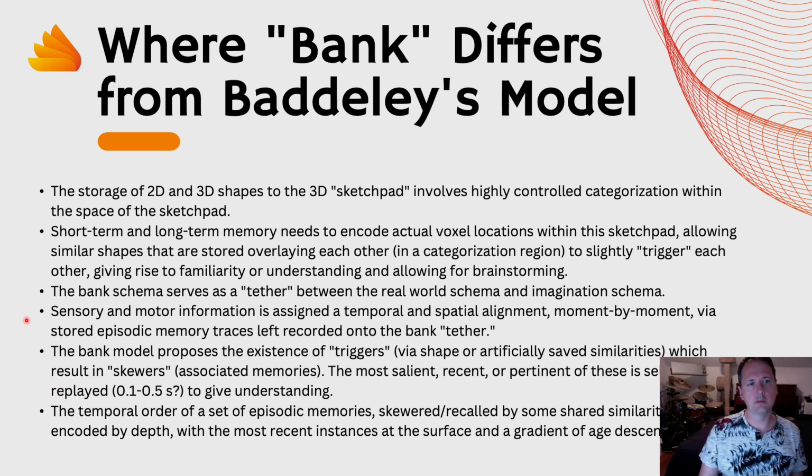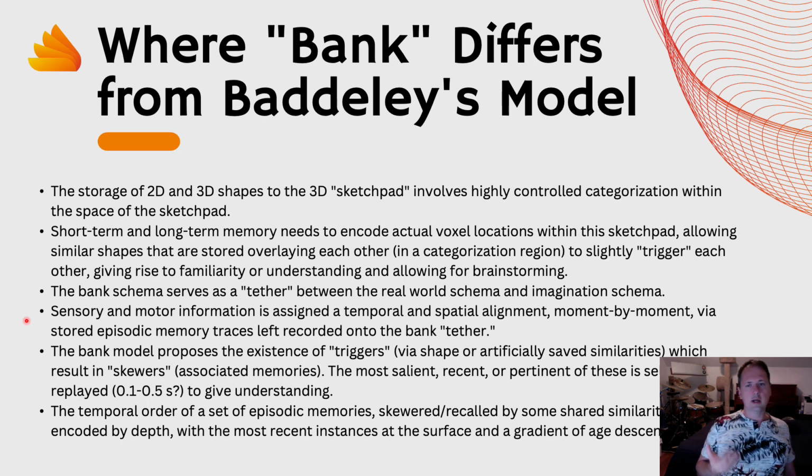Fourth, sensory and motor information is assigned a temporal and spatial alignment, moment by moment, via stored episodic memory traces left recorded onto the bank tether. In other words, Christof Koch argues that consciousness happens in frames, like 10 frames per second. I would say it's variable, but that's fine. So 10 hertz, that's 0.1 seconds.